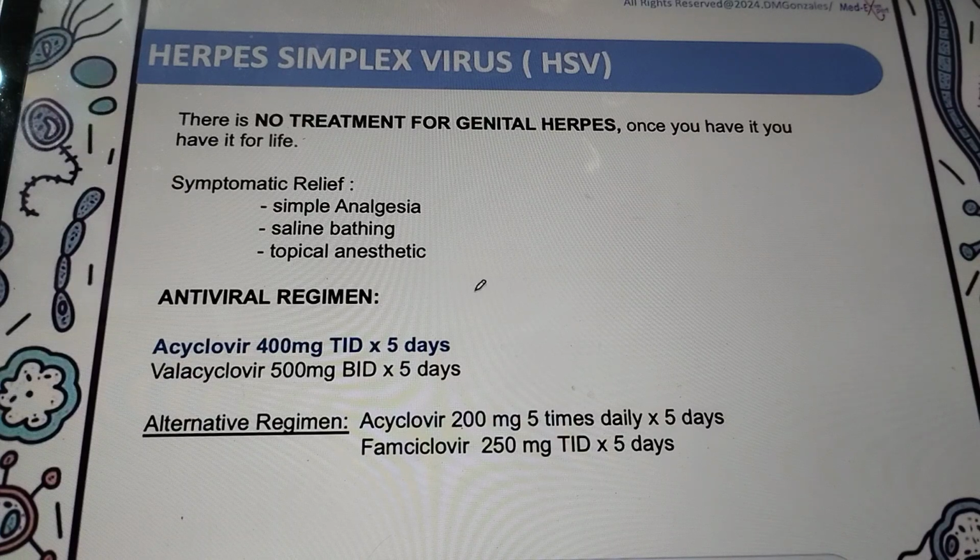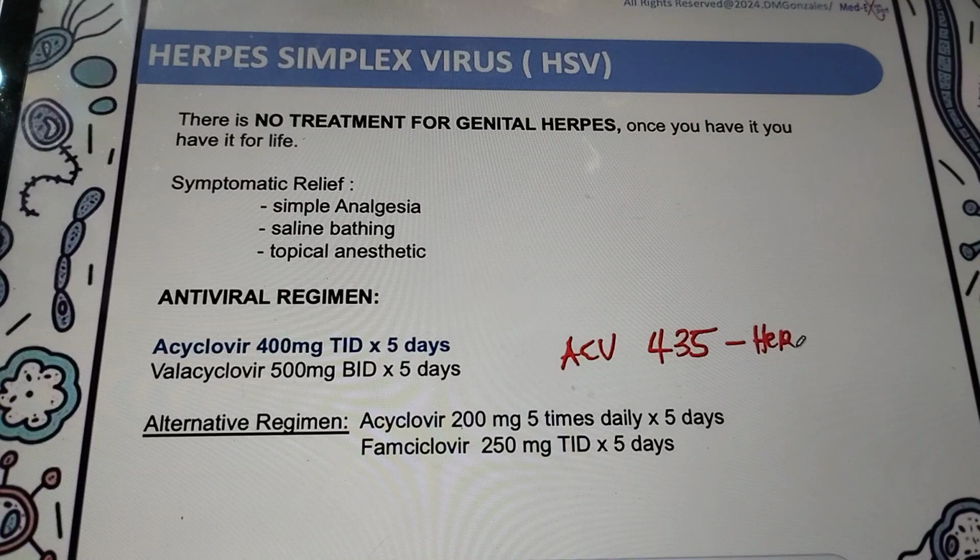So the only treatment is for symptomatic relief: analgesia, bathing, topical anesthetic. And the antiviral regimen for herpes simplex virus is acyclovir, 435. Why is it 435? 400 milligrams, 3 times a day for 5 days. Valacyclovir is an alternative. So it's 400 milligrams 3 times a day for 5 days. This is for your herpes.